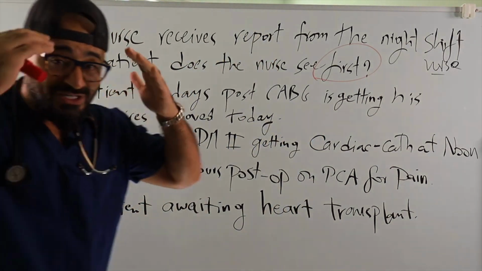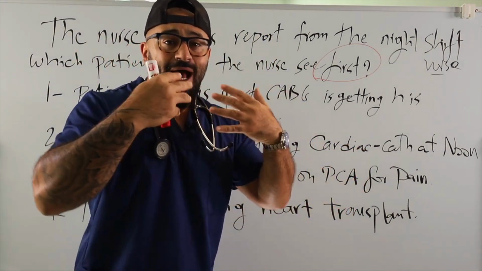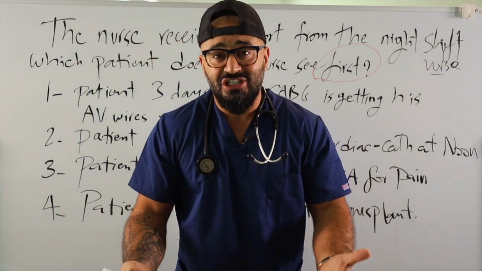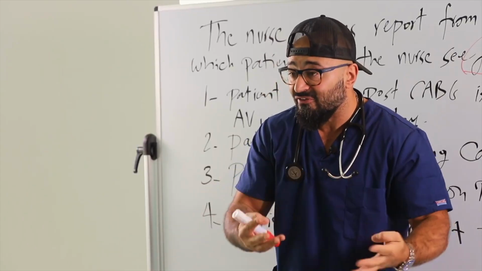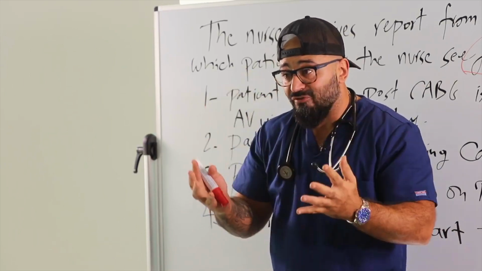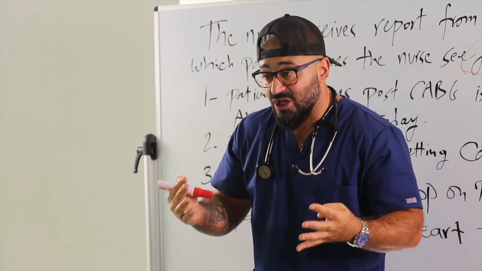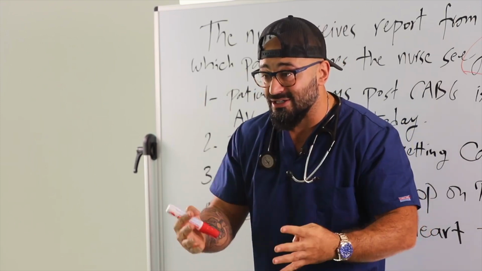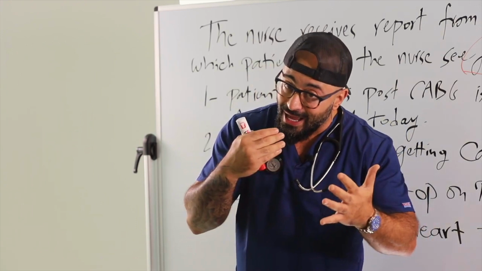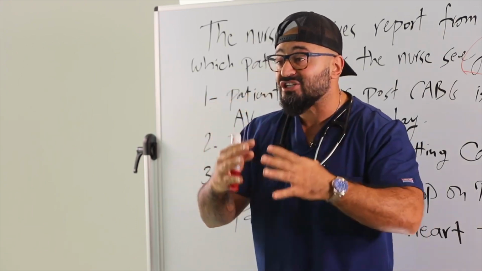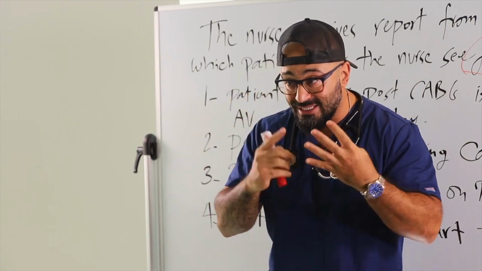So now I rephrase the question in my own head. I'm on the unit, I just received report from the night shift, and I've got 4 patients that I need to see. Which patient should I go see first? What I'm looking for is the most unstable patient, the patient that's worrying me, that I need to check and assess and make sure that patient is okay, all right? So that's what I'm looking for.